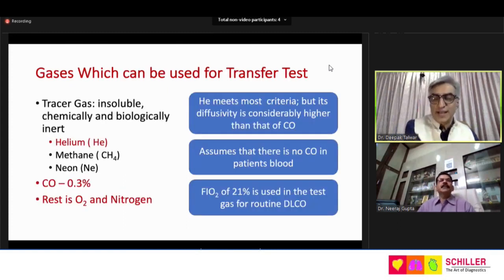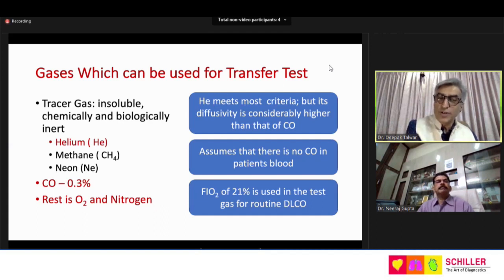As Dr. Neeraj has very rightly said, the gas needs to be insoluble, chemically and biologically inert. All of them are. You can use helium, methane, and neon. But the most commonly used gas in India is actually helium only. Some centers in Europe are using methane also.